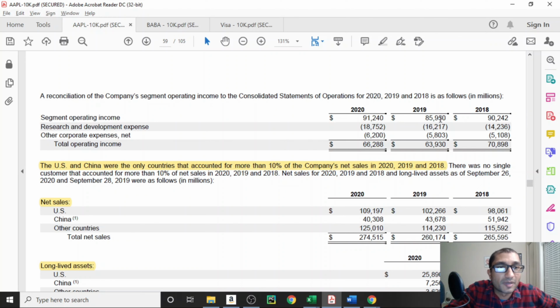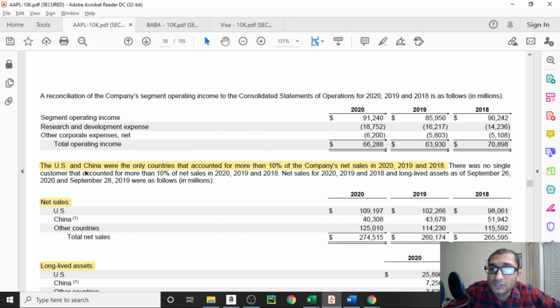The proportion of money allocated for research and development expenses has been increasing every year. Back in the year 2018, about 16% of the company's segment operating income was spent on research and development. And for the year 2020, about 20.5% of the year's segment operating income was spent on research and development. And we definitely want to be invested in companies that spend money on research and development. That way it can make new products, innovate, and constantly stay ahead of the curve.